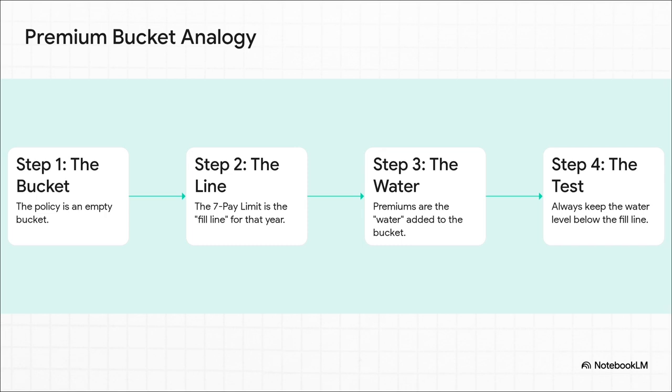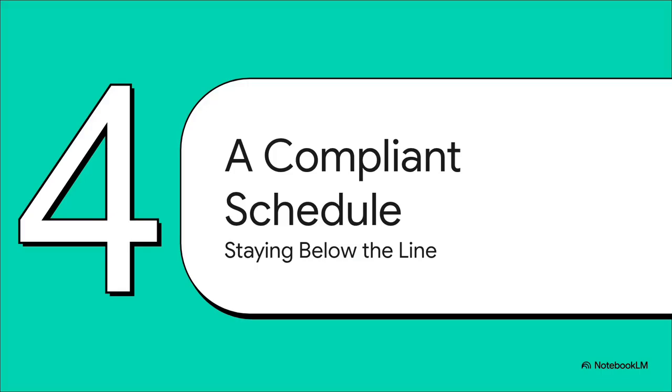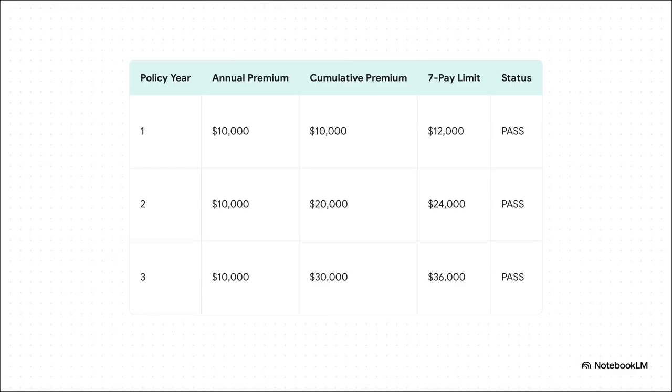All right, let's put our premium bucket analogy to work. We're going to look at a real-world example of a policy that's funded correctly. This is what it looks like to stay below the line and pass the test with flying colors. Okay, check this out on the chart. That cumulative premium column, that's our water level.